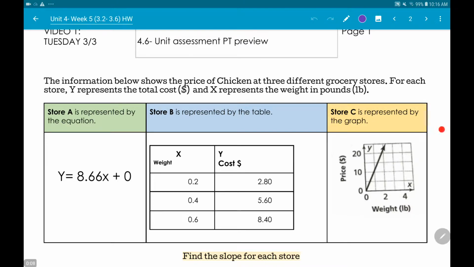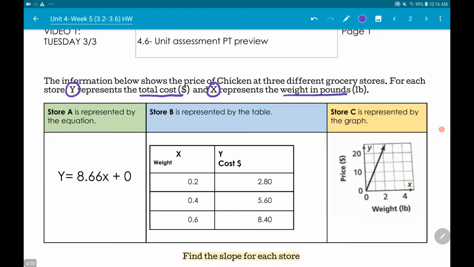All right, the information below shows the price of chicken at 3 different grocery stores. For each store, Y represents the total cost, and X represents the weight in pounds. Store A is represented by this equation, store B by the table, store C by the graph.